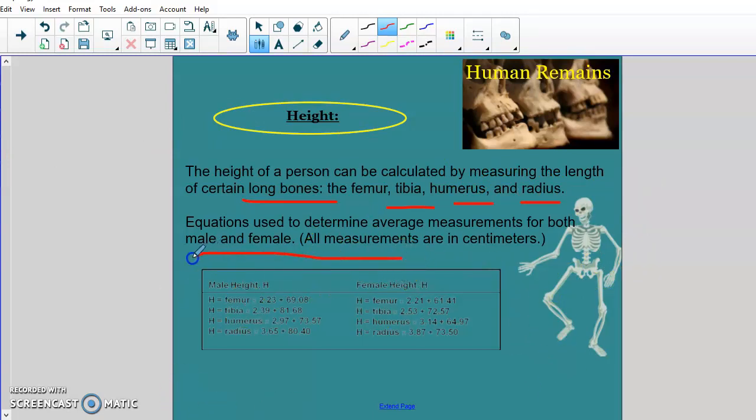So those are considered your long bones, and there are equations that go with them, and you don't need to know the equations. You don't have to memorize them, but there are certain equations, and they can plug in the length of the bone. They'll measure it from one end to another and plug it into the equation, and that'll give them the approximate height of the individual. So height is calculated by measuring the length of certain long bones, and then they can get an estimation of how tall the individual was.